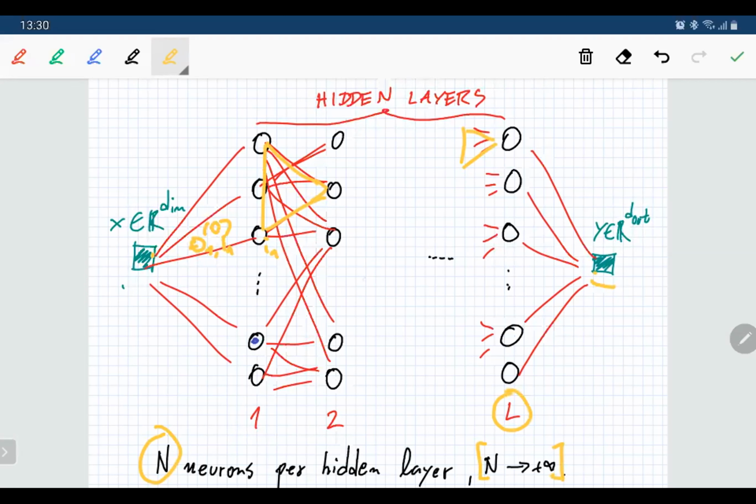Remember that each parameter, each one of these, lives in some R^T, something like this. We're going to keep these dimensions fixed, and it's only the number of neurons that's going to diverge.